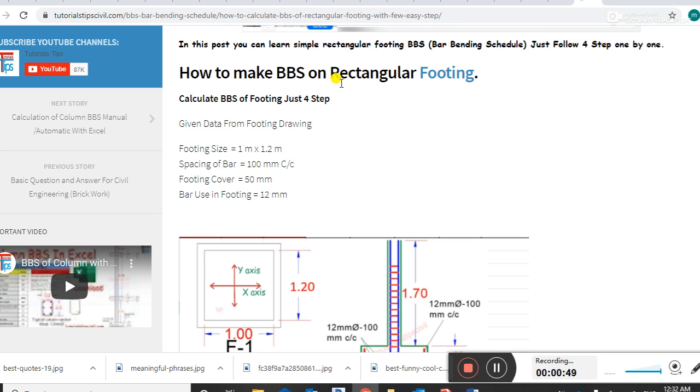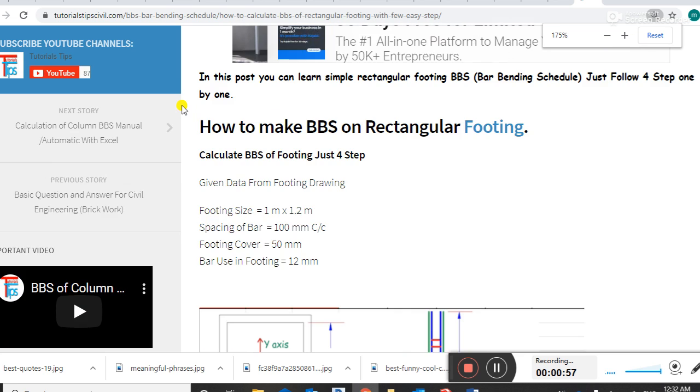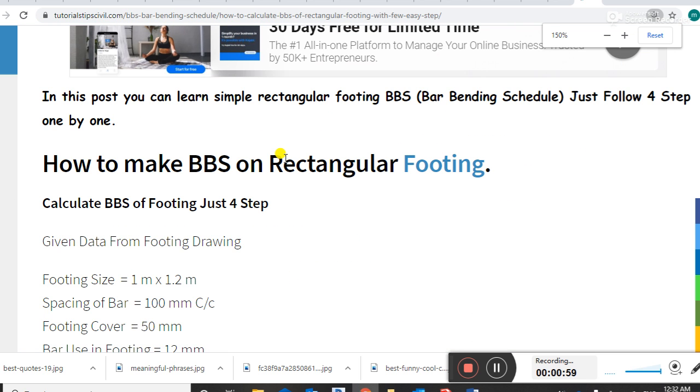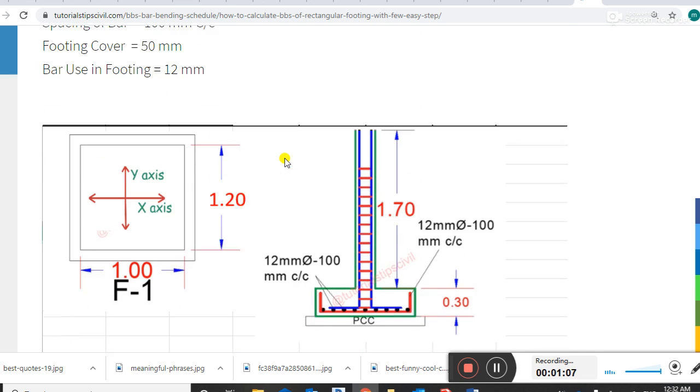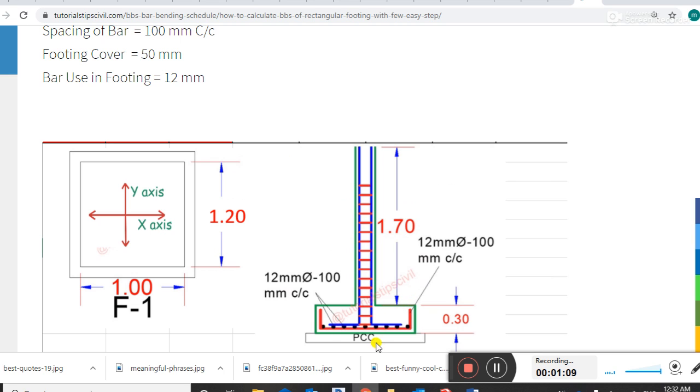BBS for the rectangular footings. Calculate BBS for the rectangular footings. There are some steps we follow for the calculation. Here is the given data from the footing's drawing. This is our drawing design. We give this dimension for our footings.